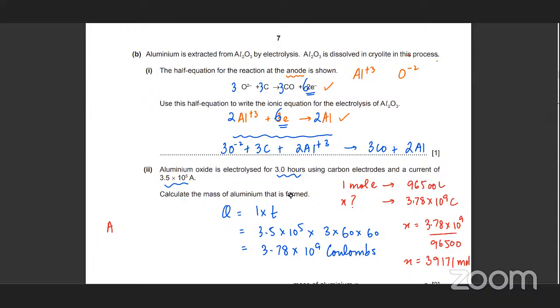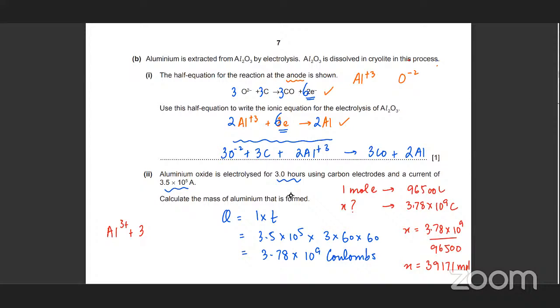Now, we know how many electrons were needed to deposit one aluminium. That was 3 electrons, right? So based on this ratio, because we've got 39,171 moles, a lot of moles of electrons, the moles of aluminium would be 1/3 of that. So what's 1/3 of this? Sir, 13,057. So that's 13,057 moles of aluminium.